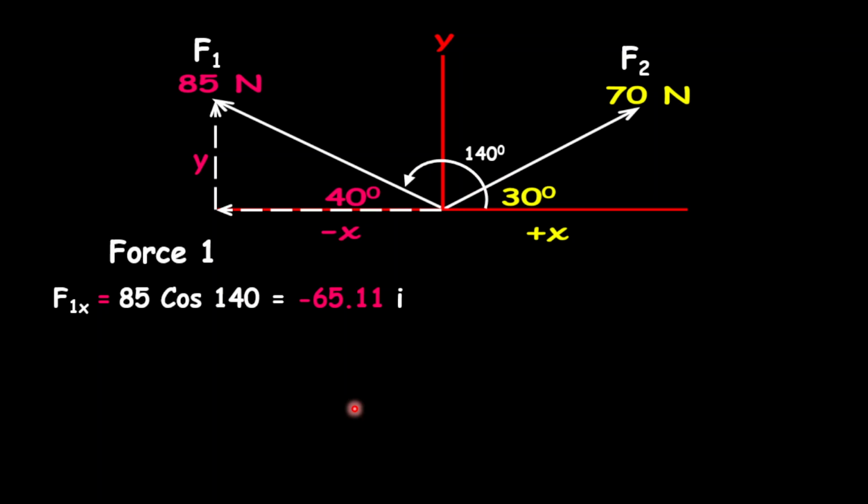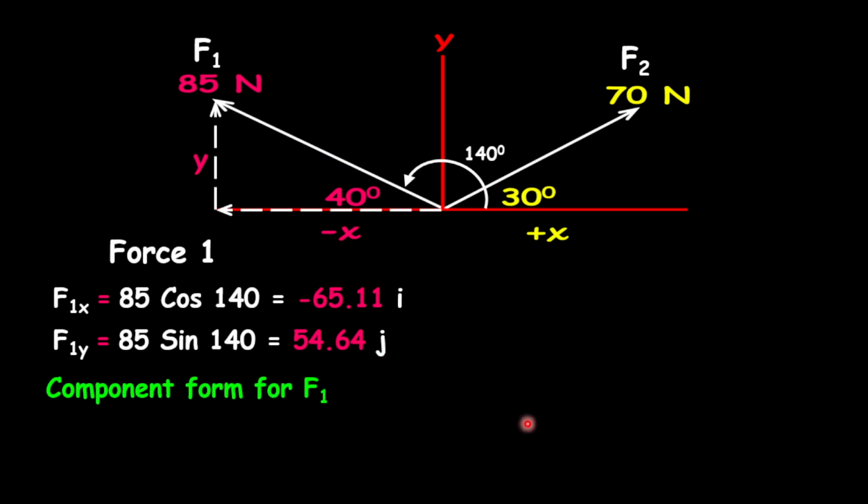All right, so let's look at force 1 in the y component. This will be 85 newtons sine 140, which equals 54.64 j. Again, i represents the x and j represents the y component. So that is for force 1. In terms of component form for force 1, remember, it is the sum of the i and j. So therefore, force 1 is minus 65.11 i plus 54.64 j. That's the component form for force 1.